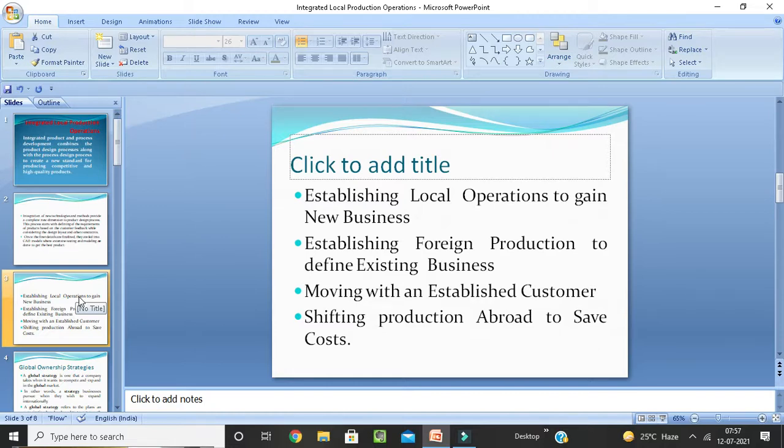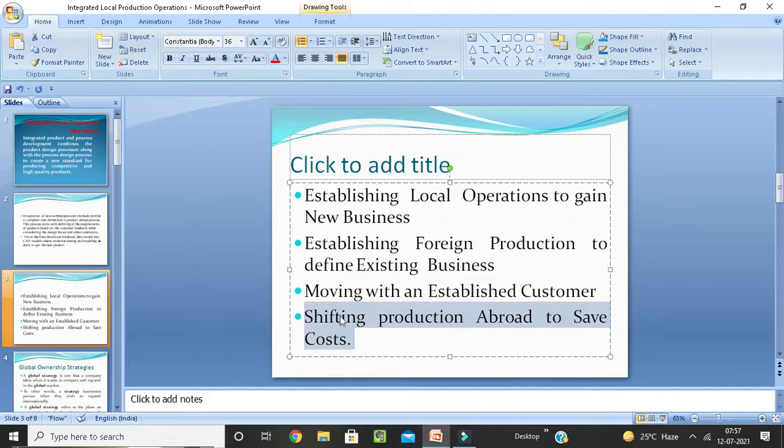The last one is shifting production abroad to save costs. The reason is that companies, in order to cut costs, shift their production abroad. That means to cut expenditures.